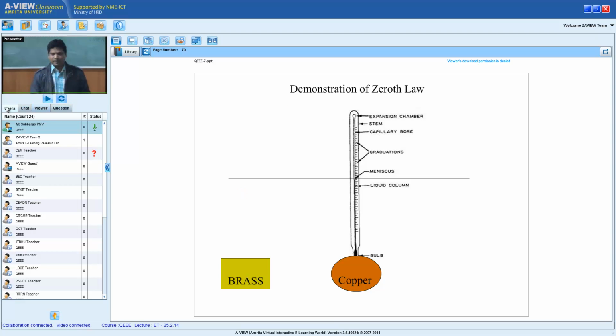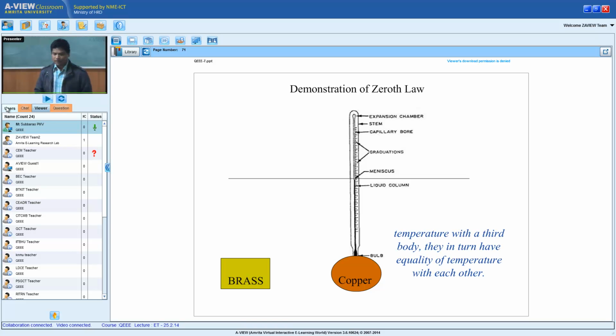So quantitatively, I compared. This is what is called thermal equilibrium. The temperature with a third body, they in turn have the equality of the temperature. They are in equilibrium with the third body. So the thermometer is at the same temperature as the copper. The same thermometer is also in equilibrium with the brass, and hence I can say the brass temperature is the same as the copper. Yes, the brass will obviously be in equilibrium without touching.